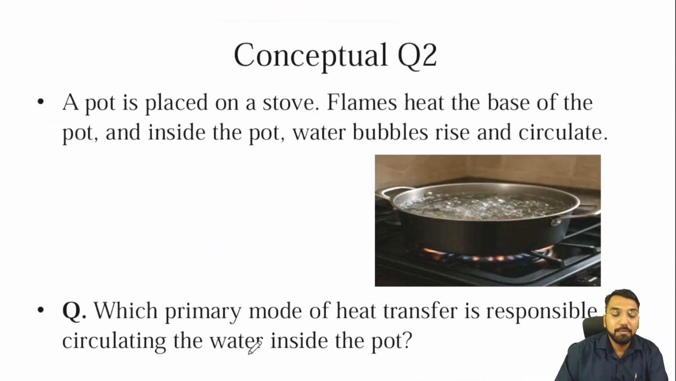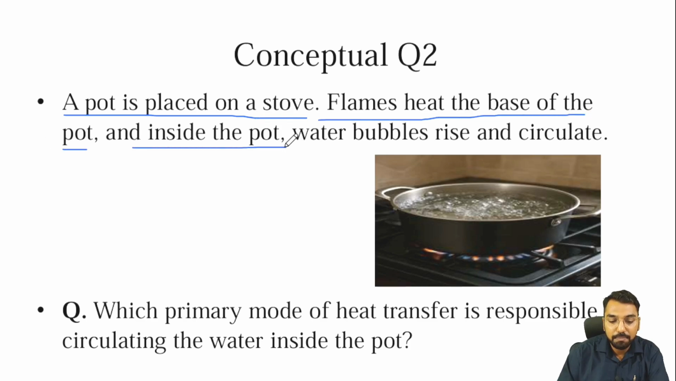So conceptual question number 2: let's say a pot is placed on a stove and the flames heat the base of the pot, and inside the pot the water bubbles rise and circulate. Means the pot is kept on the stove and the stove is ignited, and the water is placed inside that pot, and the water bubbles rise from bottom to top in a circular form.